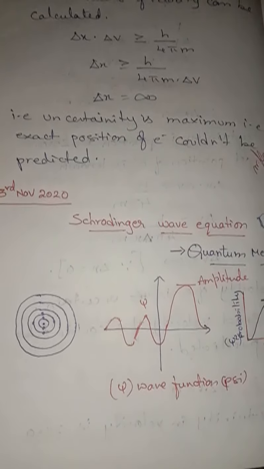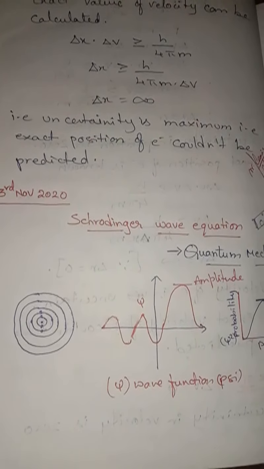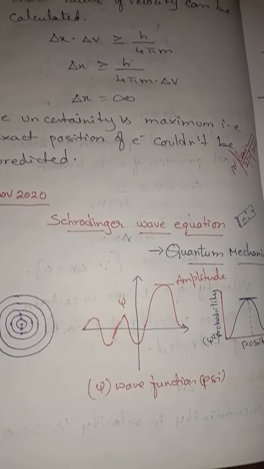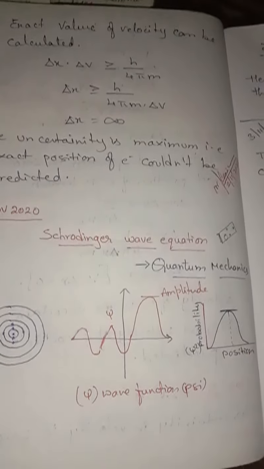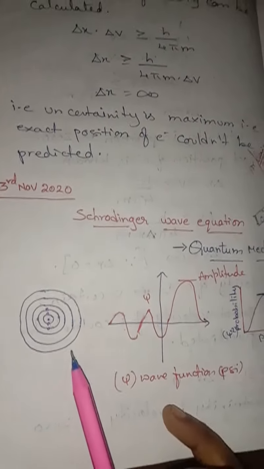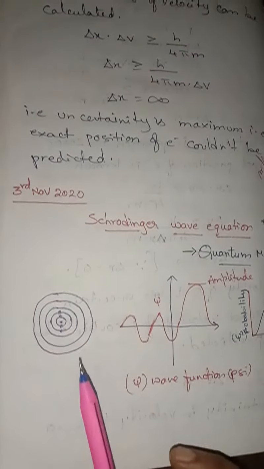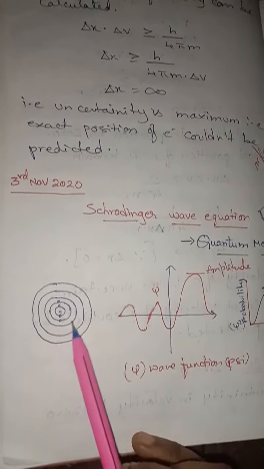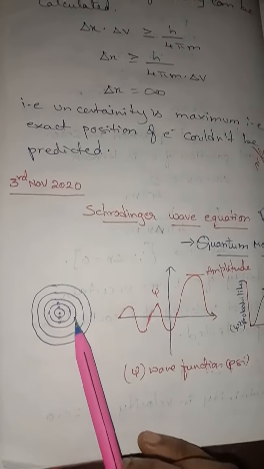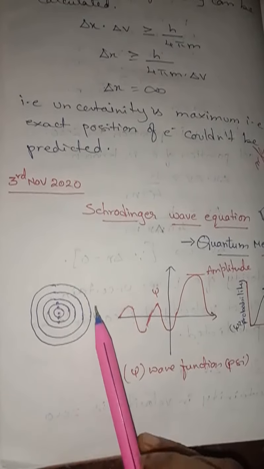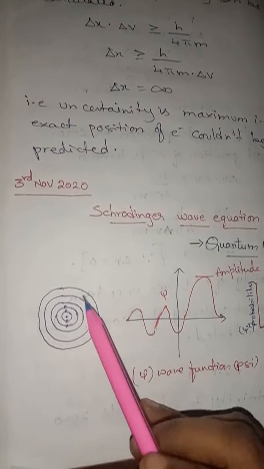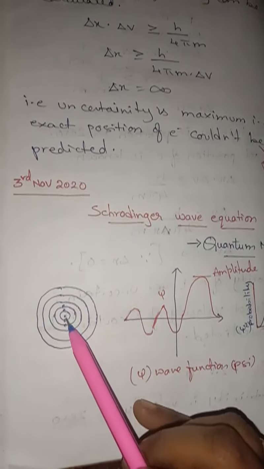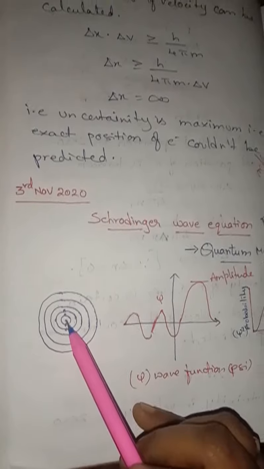Hello students. In today's session we are going to see the Schrödinger wave equation, which was given by quantum mechanics. Here see the structure of an atom. The atom consists of a positively charged nucleus which is surrounded by a stationary electron wave which extends around the nucleus in a Bohr's circular orbit. So these are the orbits where the electrons surround the nucleus, right?